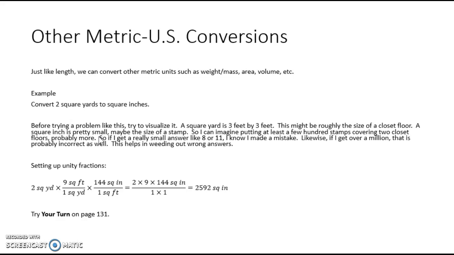So before doing this, like we did with the last one, we want to visualize it to make sure that our answer is in the realm of possible answers. We know a square yard is going to be 1 yard by 1 yard, which is about 3 feet by 3 feet. So you can look at this as possibly the size of the floor of a closet. And there's 2 of those because there's 2 square yards. Now imagine taking square inches, which is approximately the size of a stamp, and covering 2 closet floors.